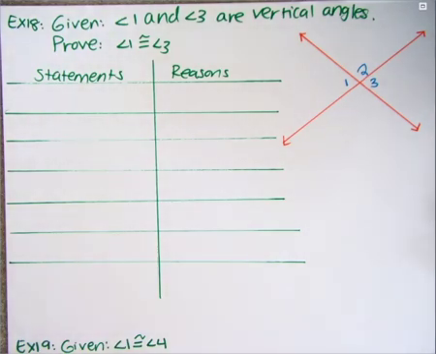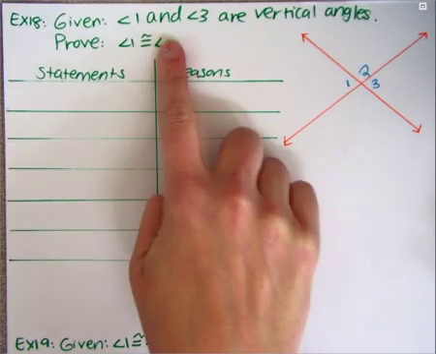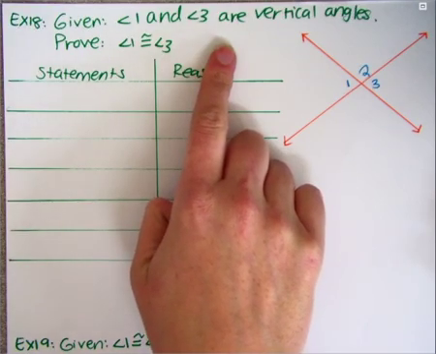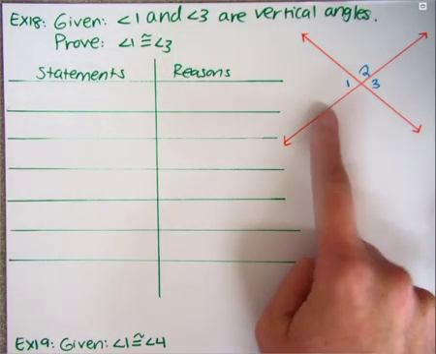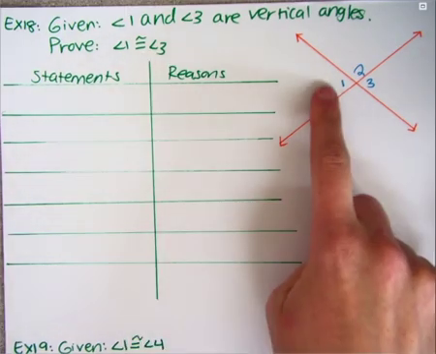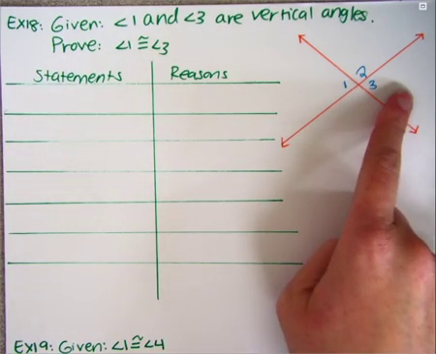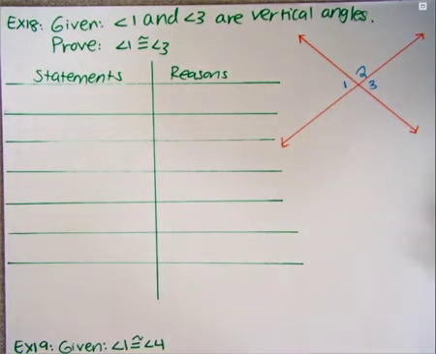Okay, so I am given that angle 1 and angle 3 are vertical angles. So I know that these two are vertical angles, and we're trying to prove that the vertical angles are congruent. So if you look through your nifty note sheet, what theorem are we proving? Correct, you guys. We are proving the vertical angle theorem.